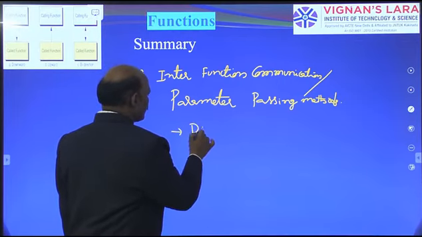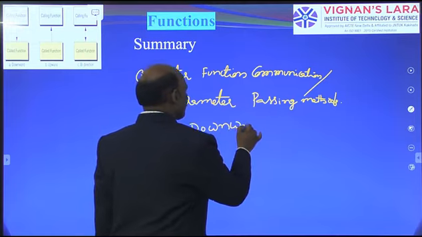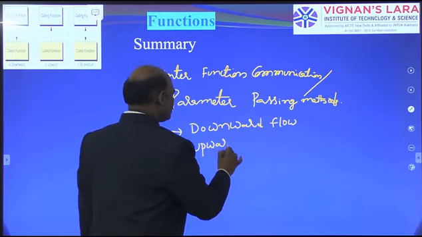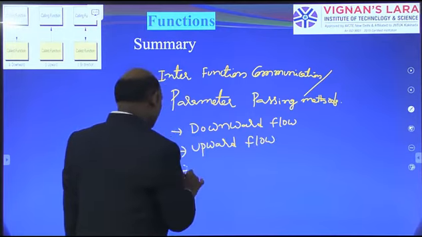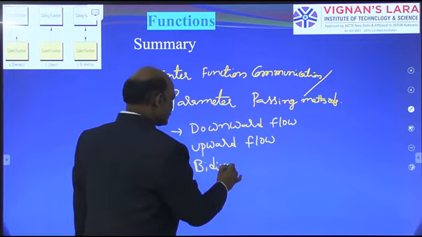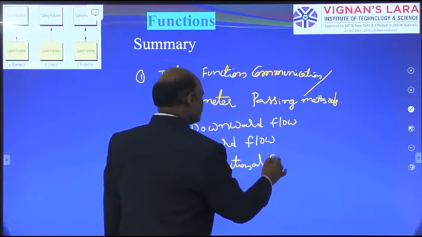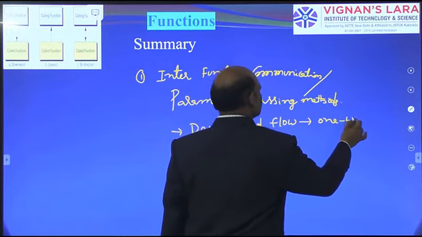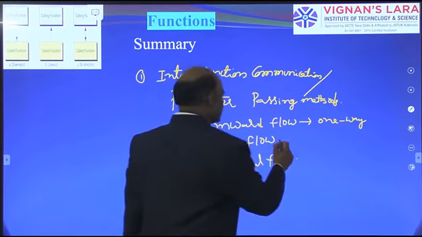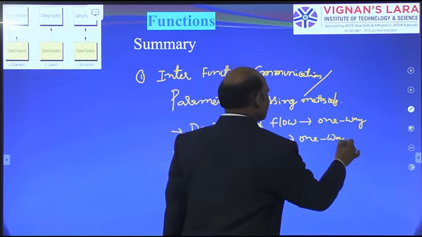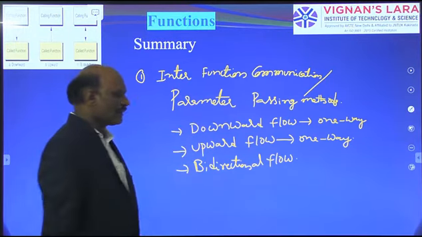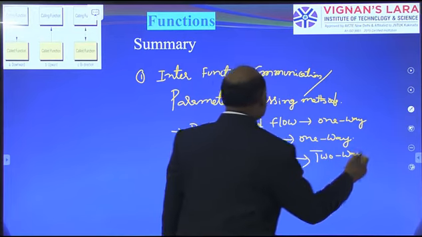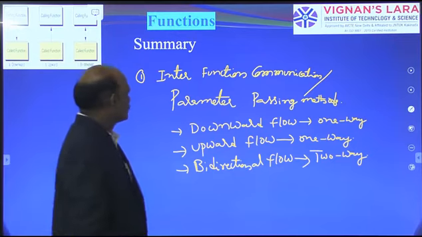One is downward flow. Next one, upward flow. And the third one is bidirectional flow. Downward flow is one-way communication, that is, from the calling function to the called function. Upward flow is also one-way communication, from the called function to the calling function. Bidirectional means two-way communication: calling function to the called function and the called function to the calling function.